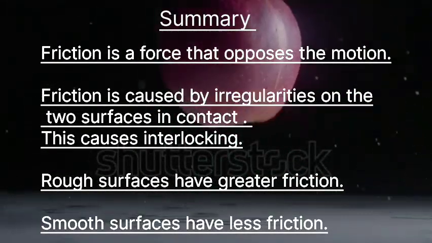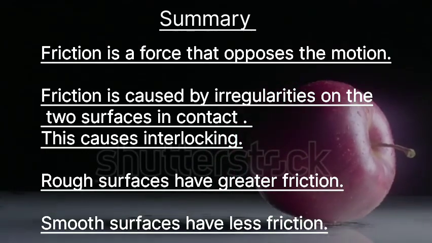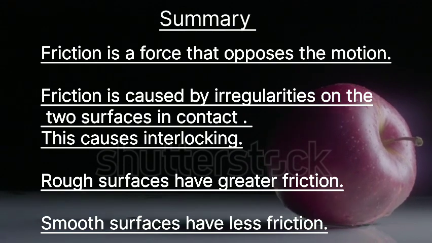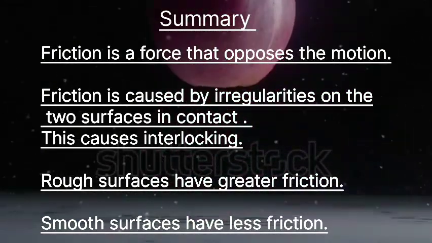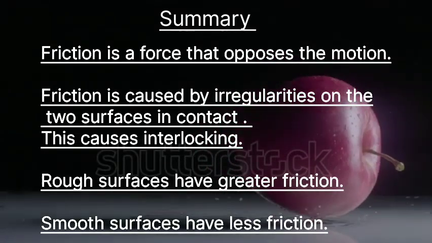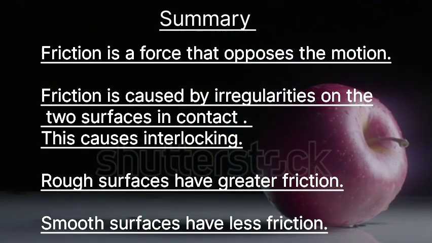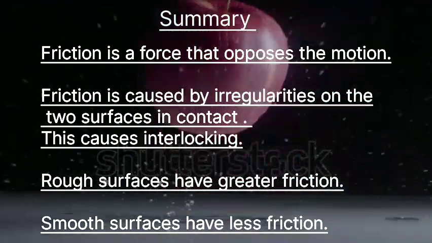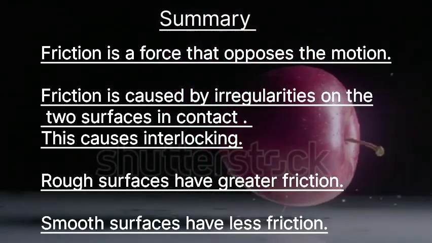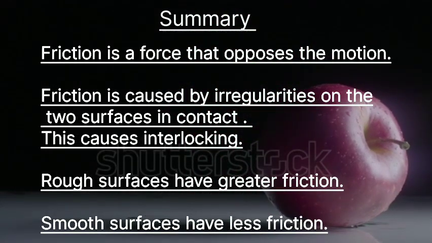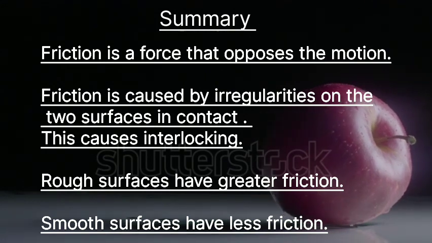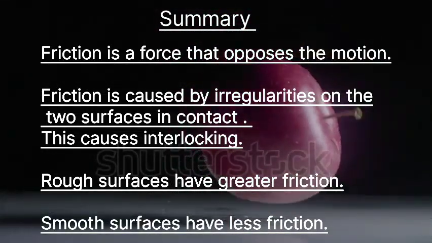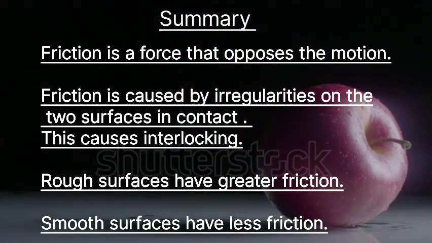Right? And let us learn today that friction is caused by the irregularities of the two surfaces which are in contact, and very important, it is because these irregularities cause interlocking. Can you see, guys, the irregularities interlocking these surfaces? That is the cause of friction. Even though the surfaces appear to be smooth, there are still irregularities. Rough surfaces have greater friction.